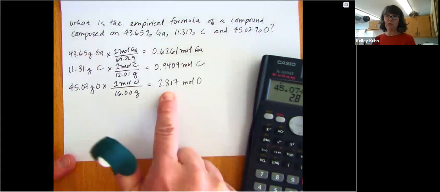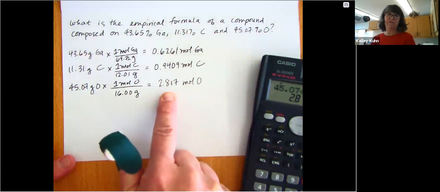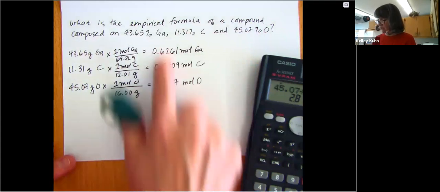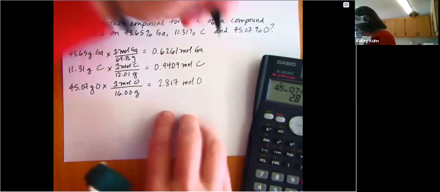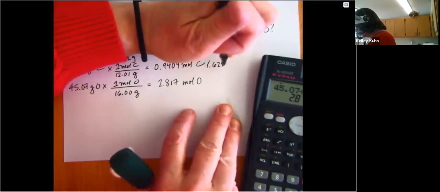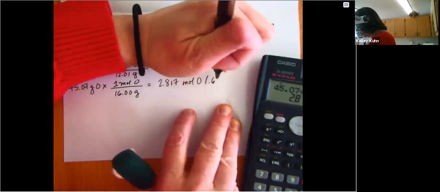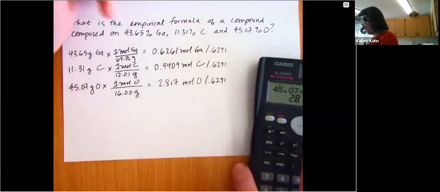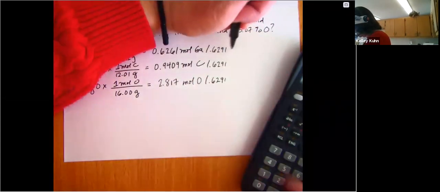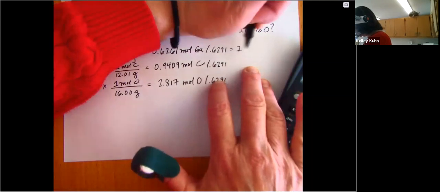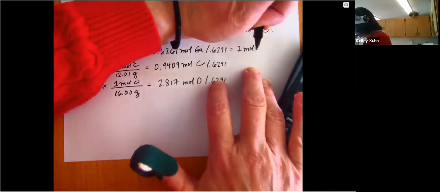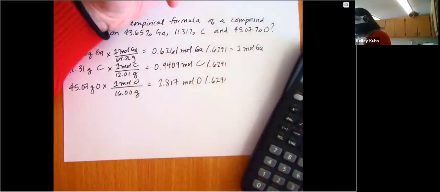Now our third step is always going to be to divide through by whichever is the smallest. Well, of these three, the smallest is gallium. So I'm going to divide them all by 0.6291. Whatever you do to one part of a ratio, you must do to the rest of the ratio. Remember, this is just getting me closer to a whole number ratio. In our first problem, it took us all the way to a whole number ratio.